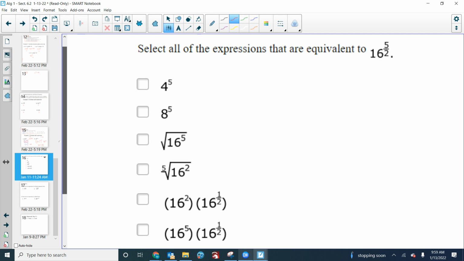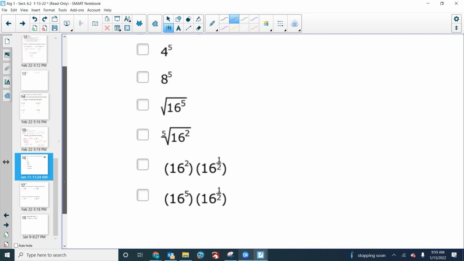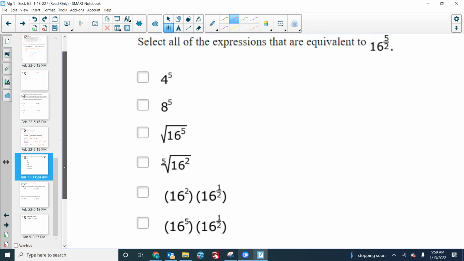All right, this is from a state end of course test. Select all of the expressions that are equivalent. Now you could go through, you could type that in, 16 to the 5/2. Isn't this the same as 16 to the 1/2 and then to the 5th?